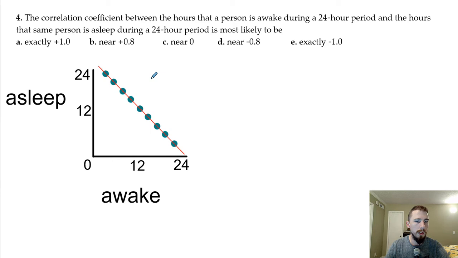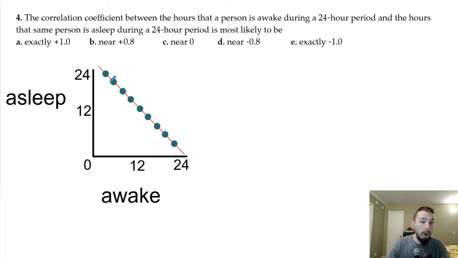Number 4, the correlation coefficient between the hours a person is awake during a 24-hour period and the hours the same person is asleep during a 24-hour period is most likely to be what? All right, well, you can only be awake or asleep for a total of 24 hours in a day. So let's say that you were awake all 24 hours. That meant that you were asleep for 0 of those, right? If you were awake for 12, you were asleep for 12, right? And then it just kind of trades off between the two. There's no state in between awake and asleep, I don't think. So there's no variation in those numbers either.